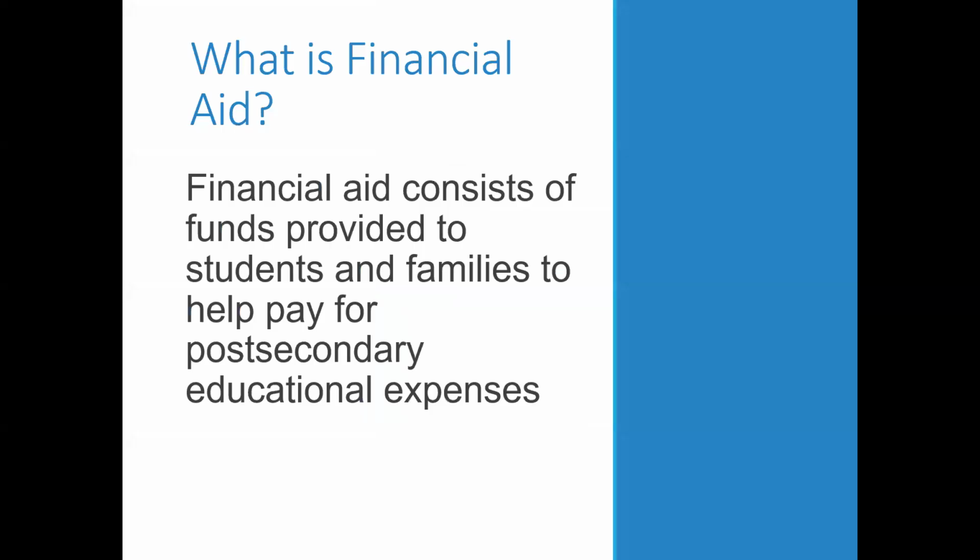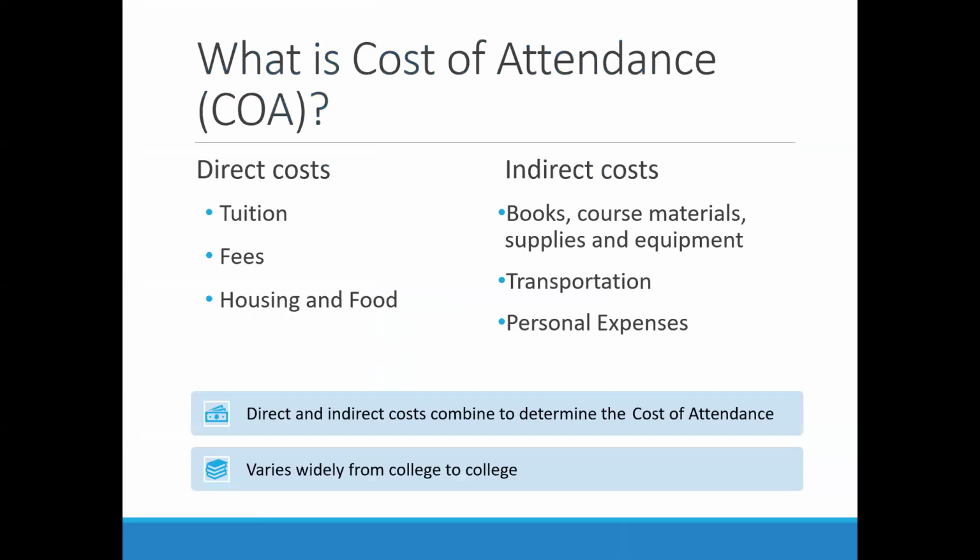First, financial aid consists of funds provided to students and families to help pay for college. These funds could be scholarships, grants that don't have to be repaid, or loans or work study. All of these are considered financial aid. So there's a calculation that financial aid offices use to determine eligibility.